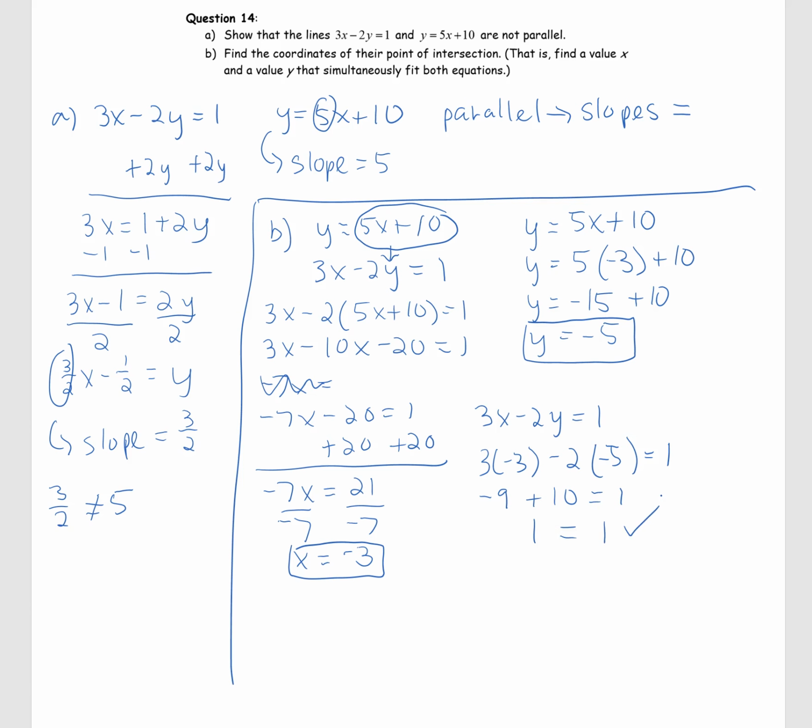So this check works out, and we can be confident that the coordinates of the point of intersection are x equals -3, y equals -5. And that's the answer to part B of question 14.